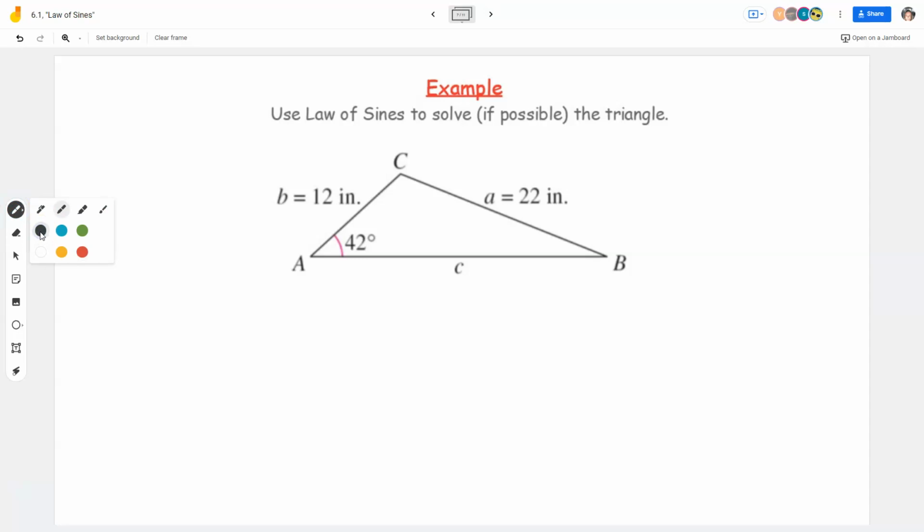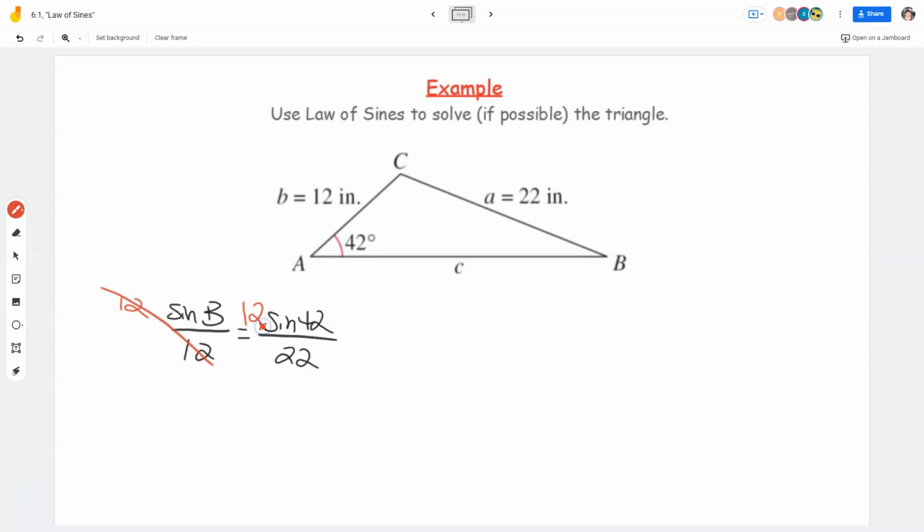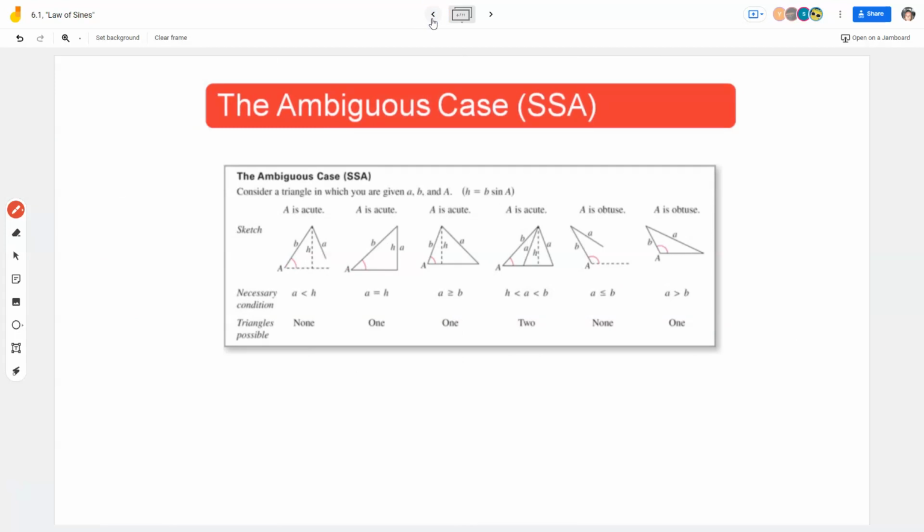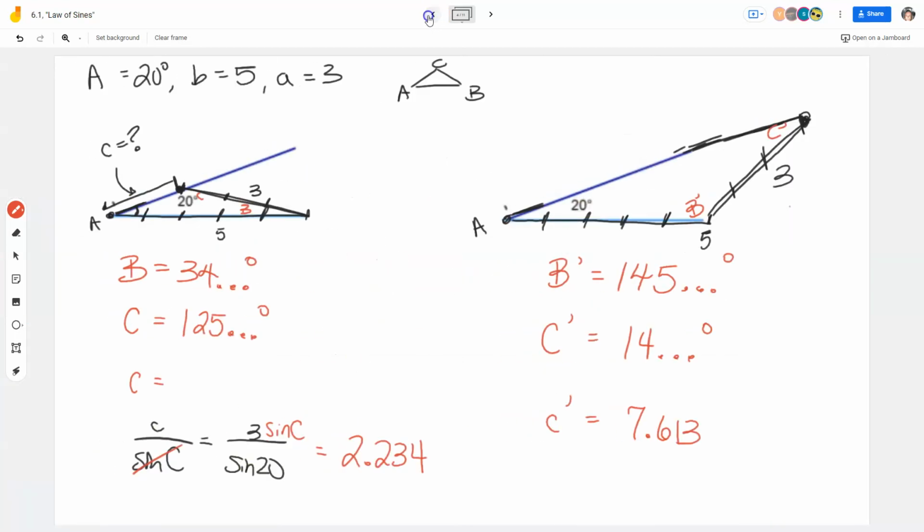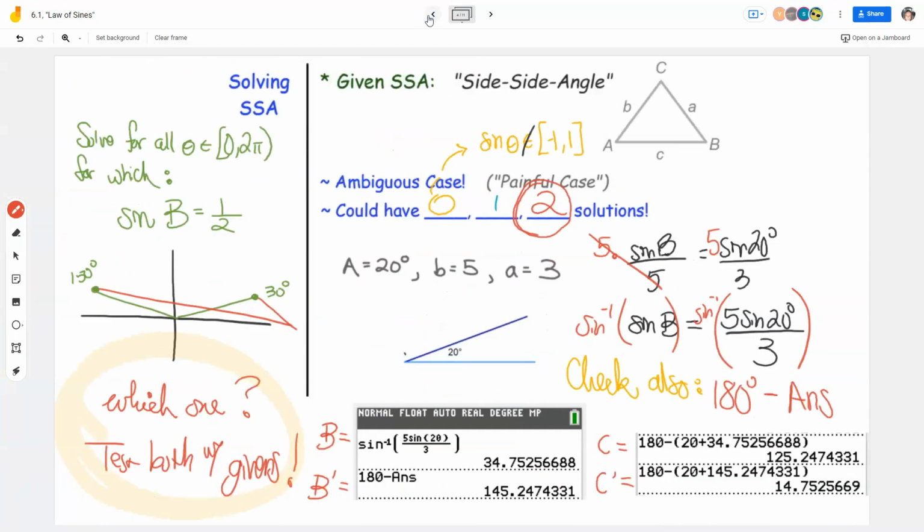Okay, we could do something like sine of B, because I know little b, all over 12 is equal to sine of A, 42. Throw it in your calculator, guys, and see what happens. You're trying to do sine inverse, but you're also checking 180 minus sine inverse. I want to make it look about the same as I did over here. Sine inverse, check also.